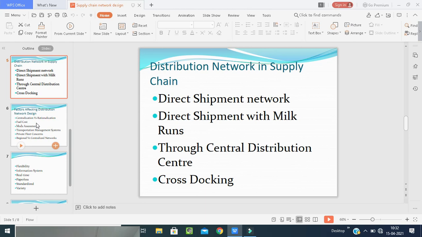In this method, a truck delivers products from a single supplier to multiple retailers or from multiple suppliers to a single retailer. So what is happening? The truck driver will be there. He will carry the products from the single supplier. From there, he is going to give the goods to multiple retailers, or from multiple retailers to a single retailer. All these things take place in the milk runs.